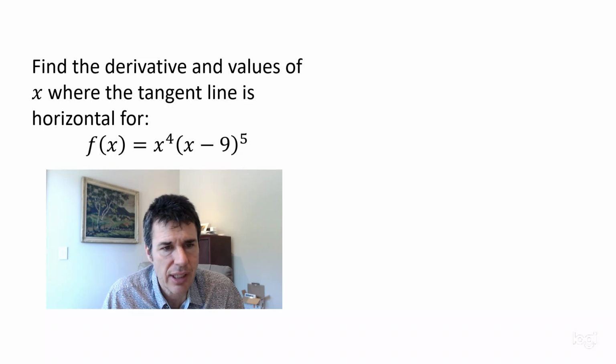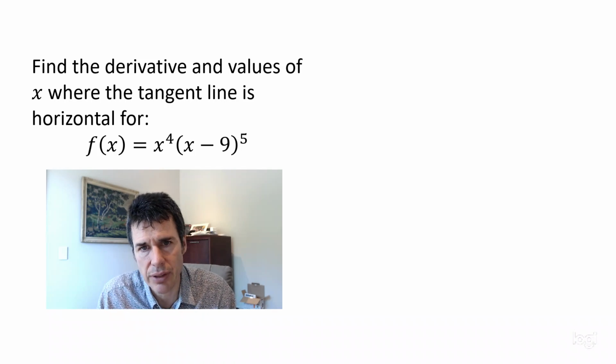Finally, the tangent line is horizontal. What does that mean? That means the derivative of the function is 0. So we're going to take the derivative and then we're going to set it to 0 and find the values of x for which it's 0. Okay, so let's take this derivative, f prime of x.